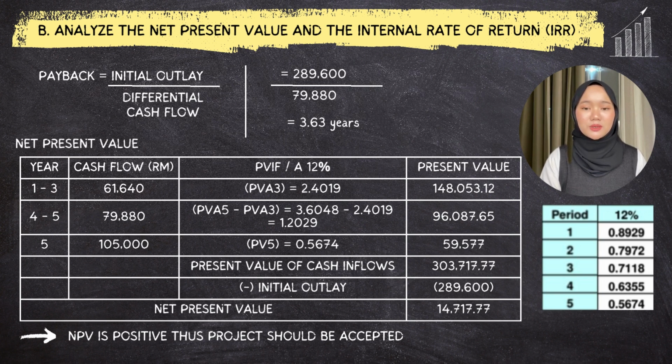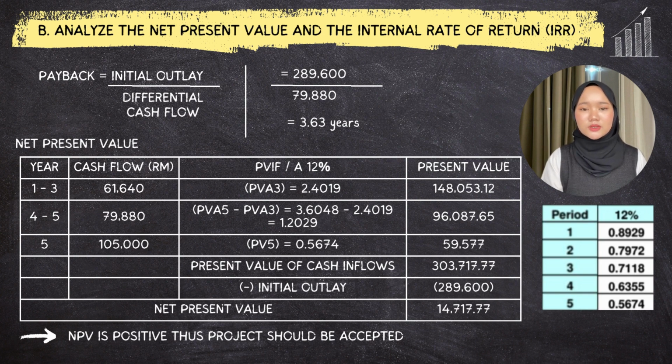First, let's calculate the payback period. The formula we use is payback period equals initial outlay divided by differential cash flow. The initial outlay is 289,600 and the differential cash flow is 79,880. Dividing this gives us a payback period of 3.63 years. This tells us that it will take just over 3.5 years to recover the project's initial investment. Next, let's look at the net present value.